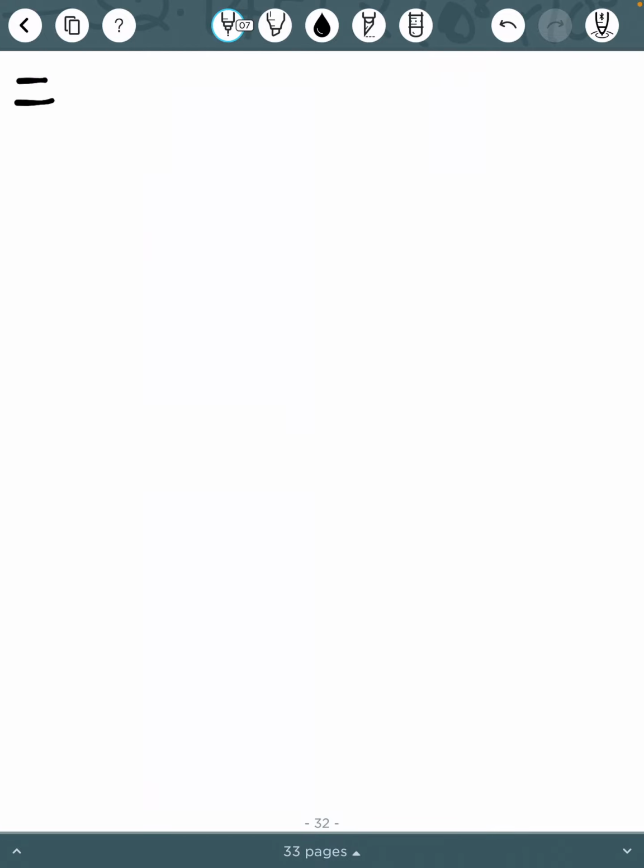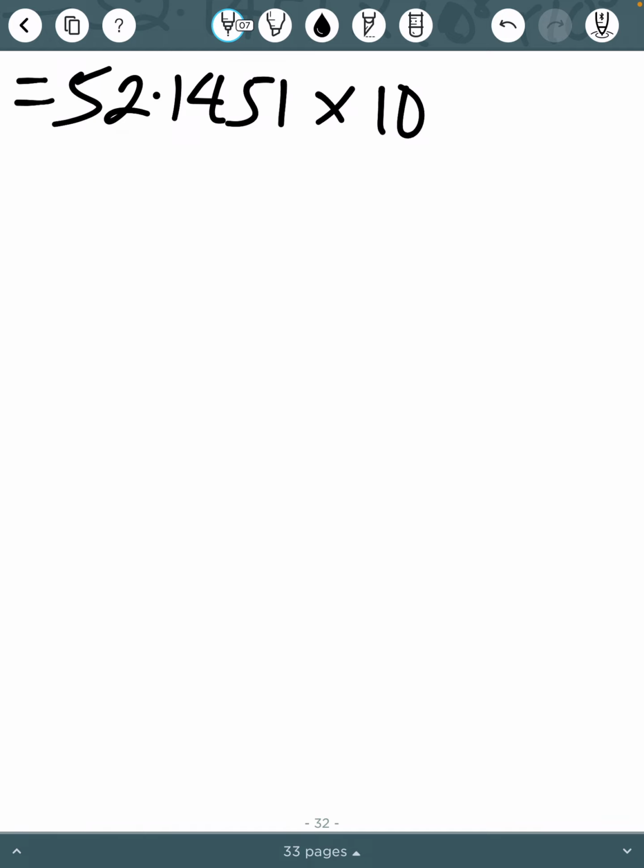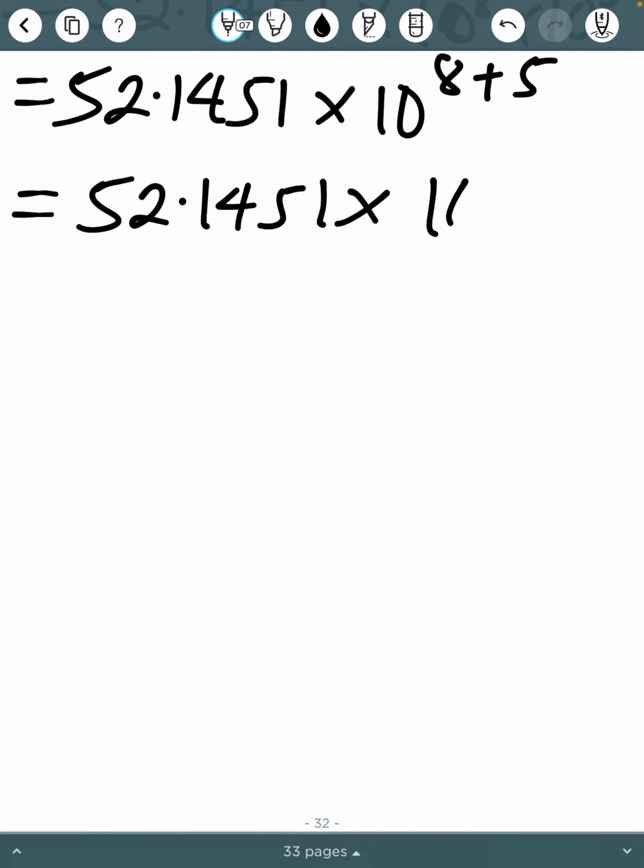That's what? 52.1451 times 10 raised to power 8 plus 5. That's 52.1451 times 10 raised to power 13. What does it give you? 52.1. I need to change this to standard form on its own too.